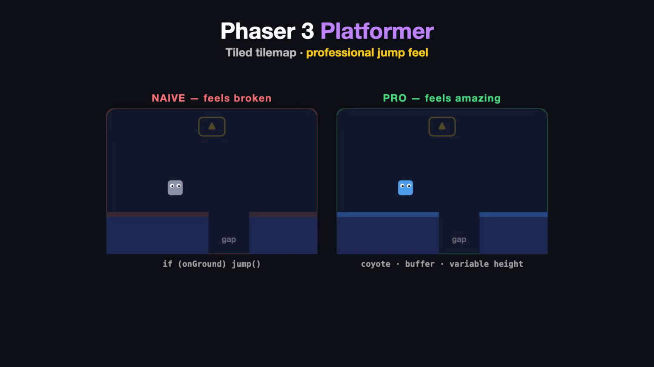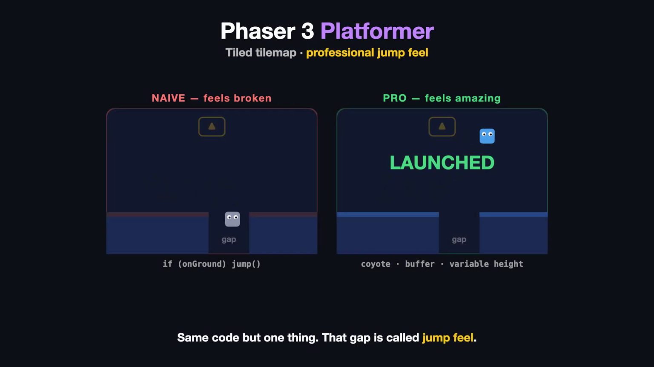Watch these two jumps. Same character, same gravity, same jump button. The one on the left feels broken, you press jump right at the ledge and nothing happens. The one on the right feels amazing, it launches every single time, even a hair too late. Nothing changed but the code.